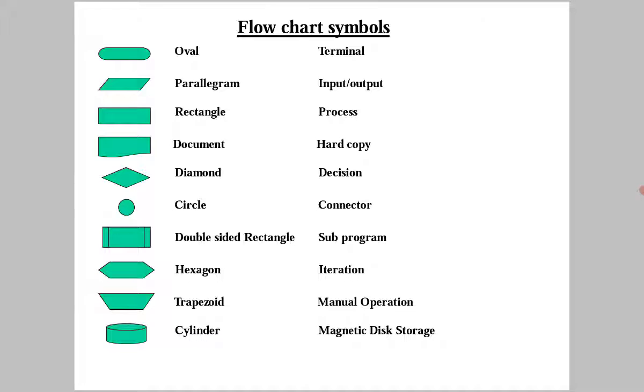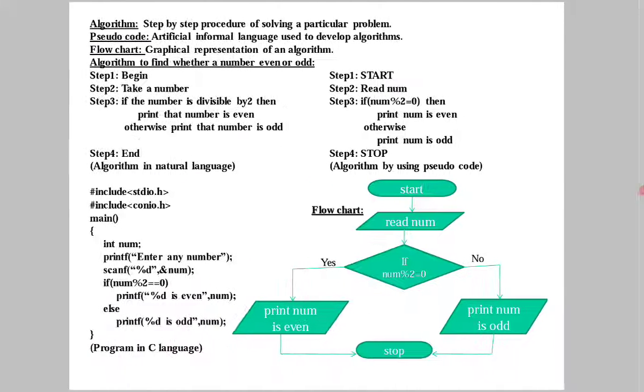Next is the document symbol, meaning hard copy. And the diamond symbol is generally used for decisions or testing. Circle symbols are generally used for connectors, and double-sided rectangles are used for subprograms. Not all these symbols are required; only the oval, parallelogram, rectangle, document, diamond, and circle symbols are required.